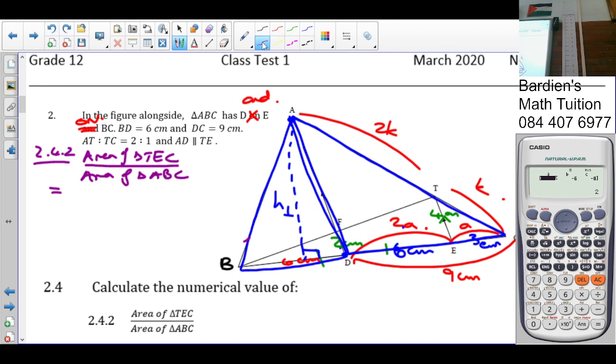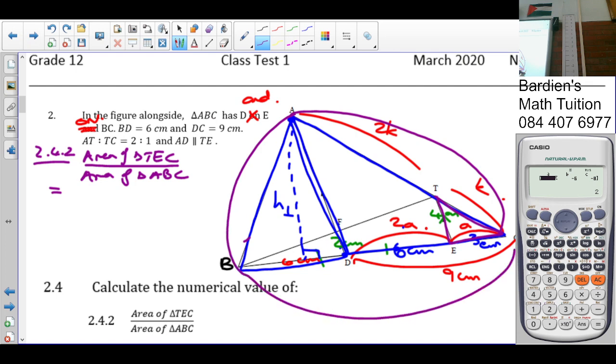The next one they want to know, they want to know the area of triangle TEC. You go T, E, C. You see that triangle there? And triangle ABC. So it's A, B, C. This is the whole triangle. You see the big triangle? You all agree? You all understand?